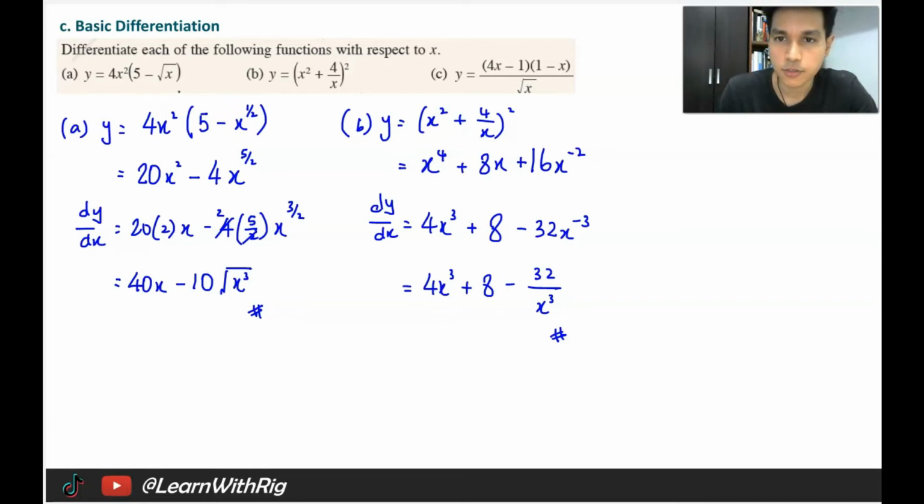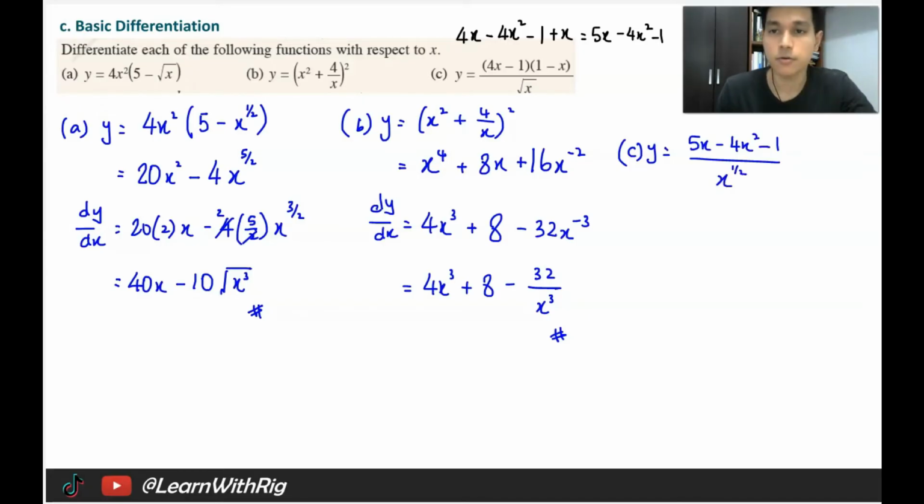Last question here is question C. Same thing, we are going to expand first. So I'm going to do it up here. When you expand, what are you going to get? You're going to get 4x minus 4x square minus 1 plus x. So when you simplify this, 4x plus x is 5x minus 4x square minus 1. I'm going to just write it up here: 5x minus 4x square minus 1 over x power 1 over 2, because square root means power 1 over 2.